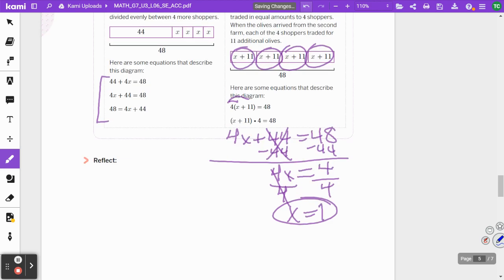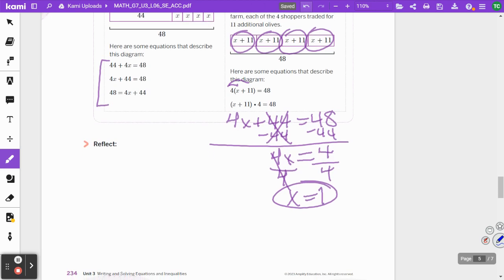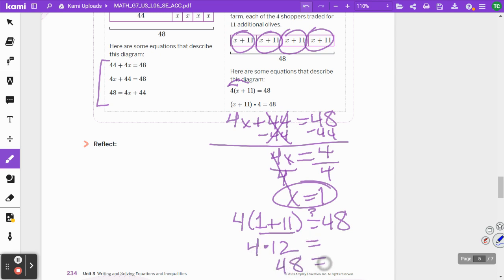Are we sure? You can always check. Go back to the original equation, 4 times some mystery number plus 11. But now put in that mystery number. We think it's 1, maybe. 1 plus 11 is 12. 4 sets of 12 is 48. And naturally, it is equal to the same amount. It's a true statement.